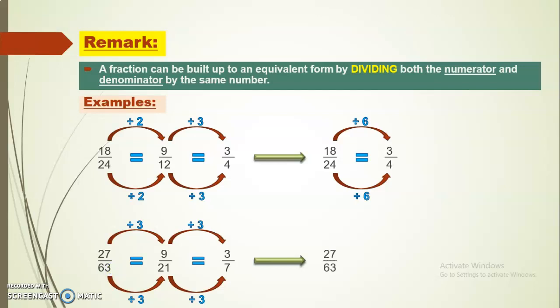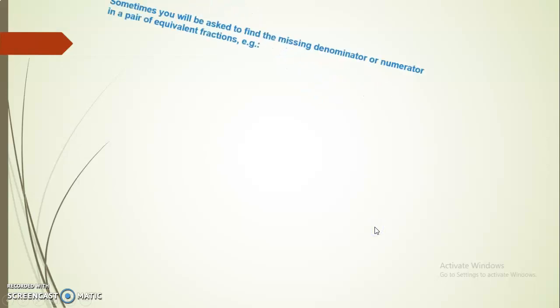I can say that 27 over 63 divided by 9. Why? Because 27 and 63, both of them are in table 9. And what is the relation here? 3 and 3. 3 times 3 is 9. It will be 3 over 7.